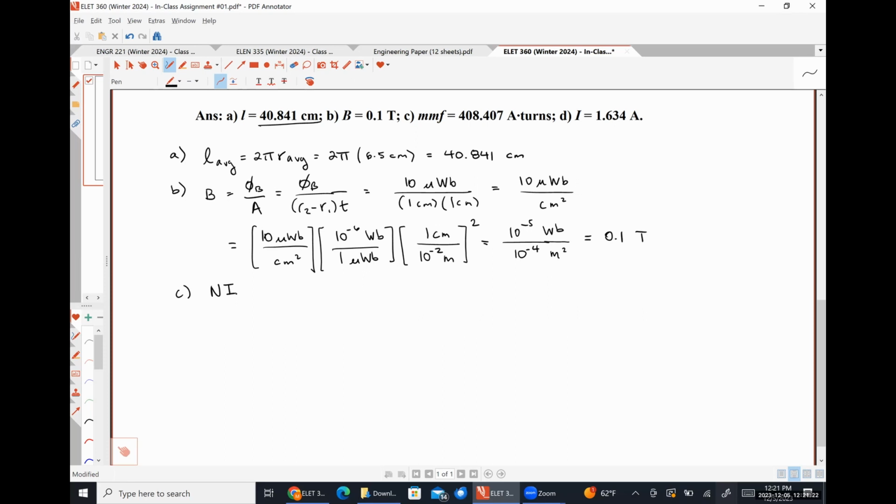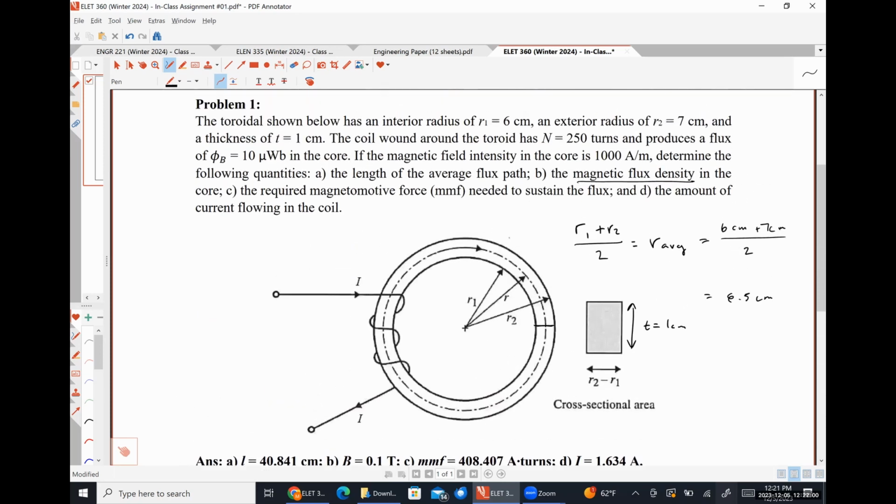But we know that our magnetomotive force should be equal to our magnetic field intensity H multiplied by the length of our average flux path, right? So effectively, this is Ampere's circuital law, where the integral of H dot dl is equal to I enclosed, right? Where I enclosed is effectively our magnetomotive force, just N times I. So we have H. It was given to us as 1,000 amps per meter, if I'm not mistaken.